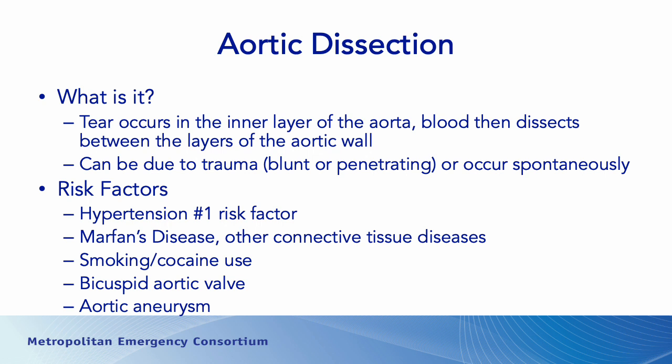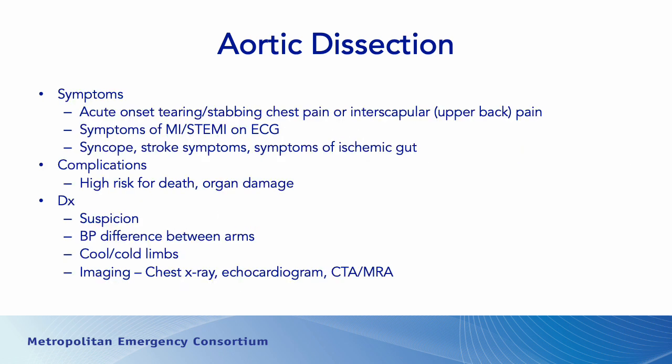A bicuspid aortic valve has two flaps, and that also increases risk for aortic dissection as well as infection of the valve with endocarditis. And then an aortic aneurysm can actually go up far enough that it can become an aortic dissection. So what kind of symptoms might you have?